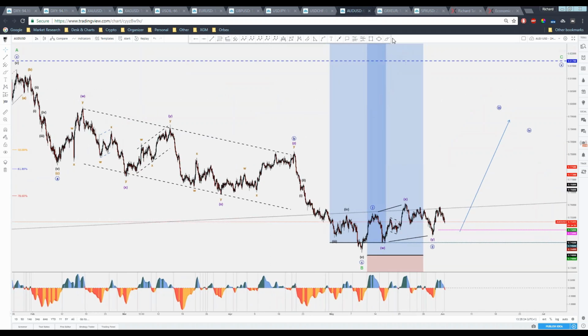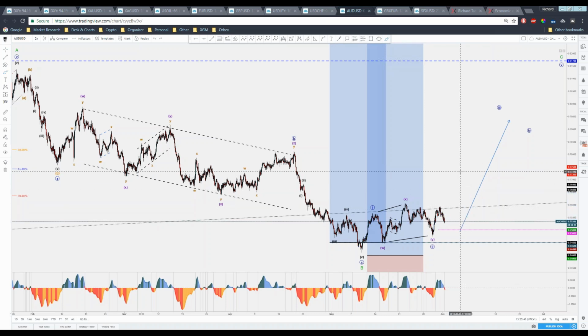I'm gonna go on the Aussie dollar, let's say quickly right here. The way I'm labeling this fall is an A, then a complex structure, a triple three in the B, and then the C leg. We'll see if the way this went on the upside, and I'm squeezing a complex structure right here, for a possible outcome on the upside.